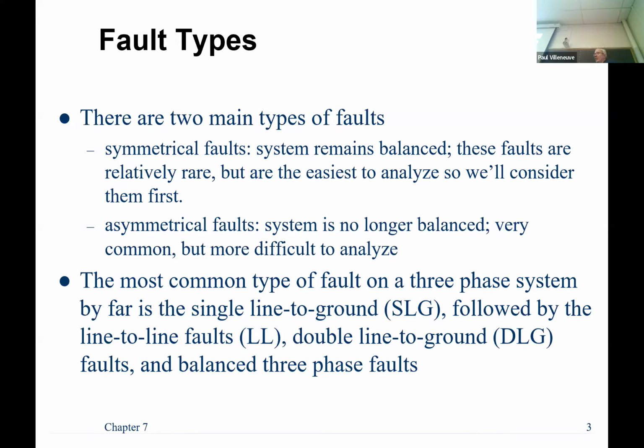So line to line is less common, maybe 5%. Double line to ground is you've got a tree that has landed on 2 phases and is still connected to ground. And then the last one, which is the easiest one to analyze, unfortunately, the one that happens the rarest, is a balanced 3-phase fault. That means all 3 phases get the same fault. That almost never happens unless somebody screwed something up pretty big time.